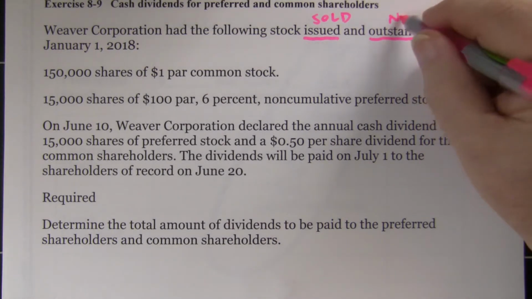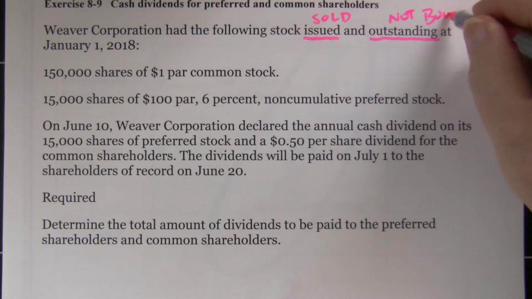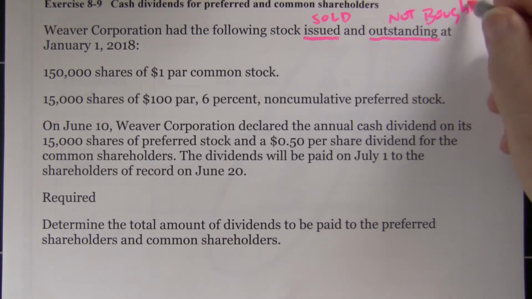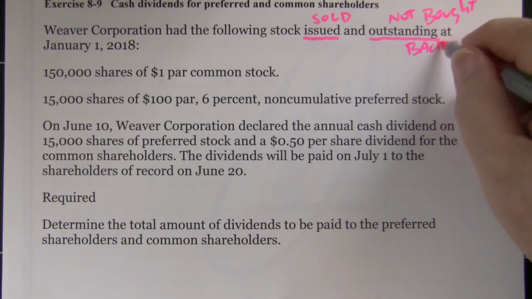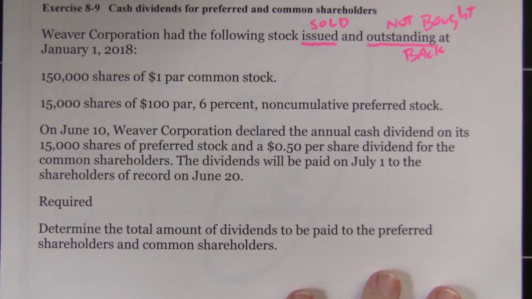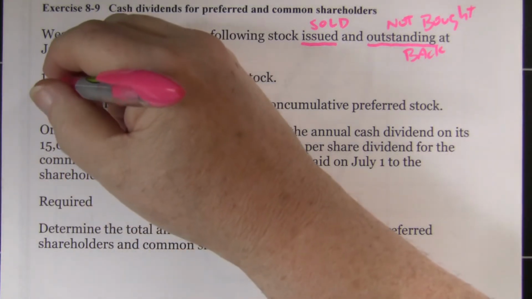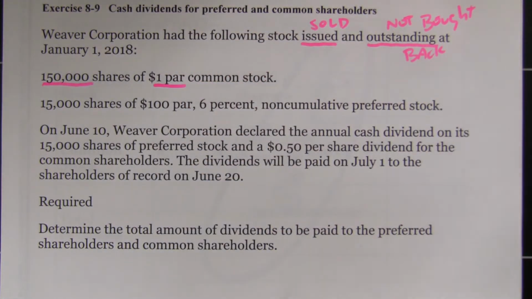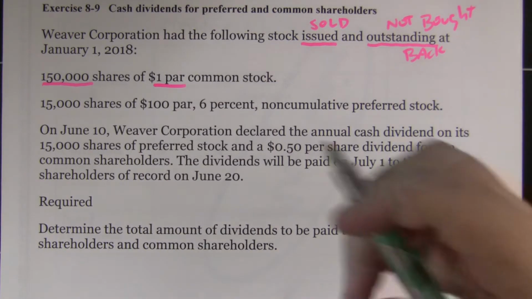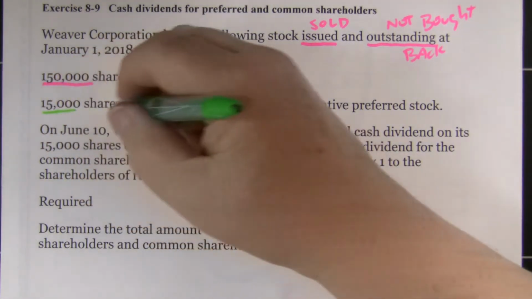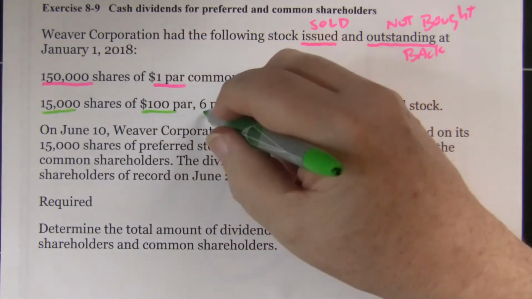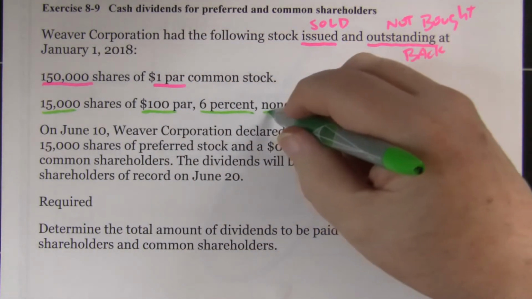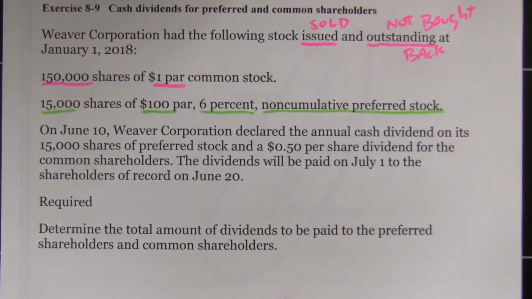Outstanding, not bought back. So they had sold 150,000 shares of $1 par, and they sold 15,000 shares of $100 par, 6% non-cumulative preferred stock.